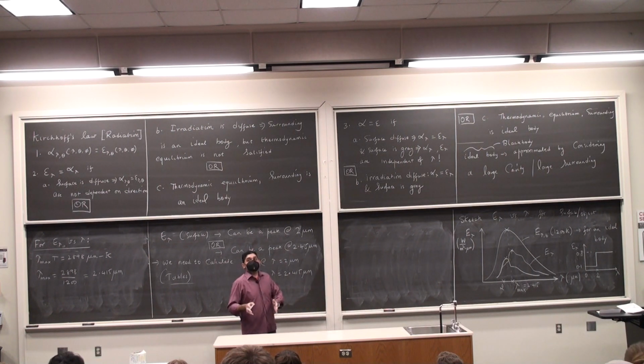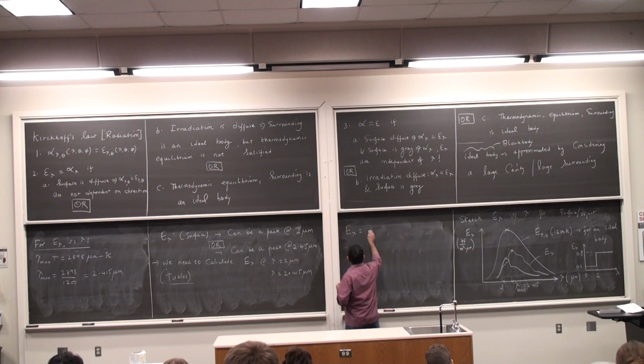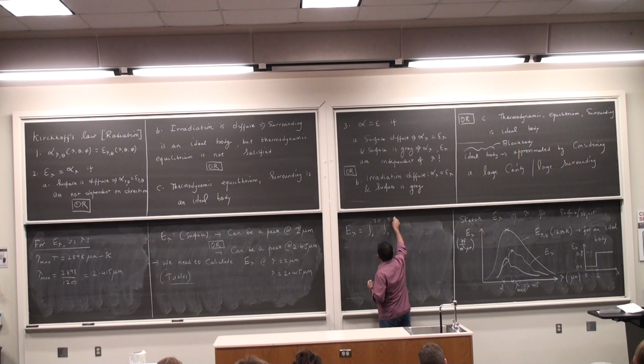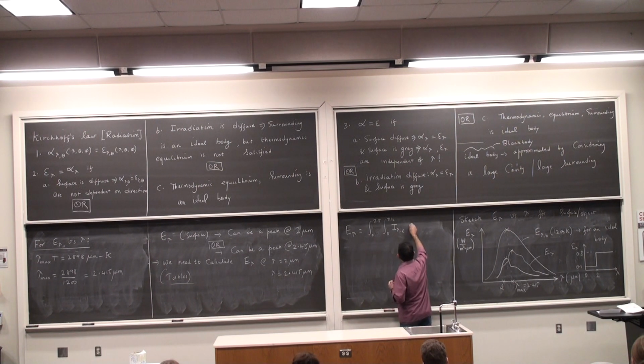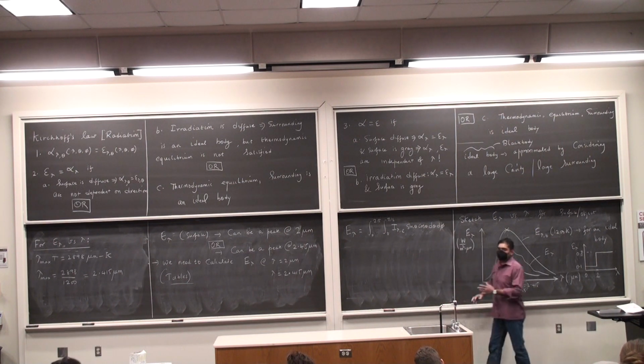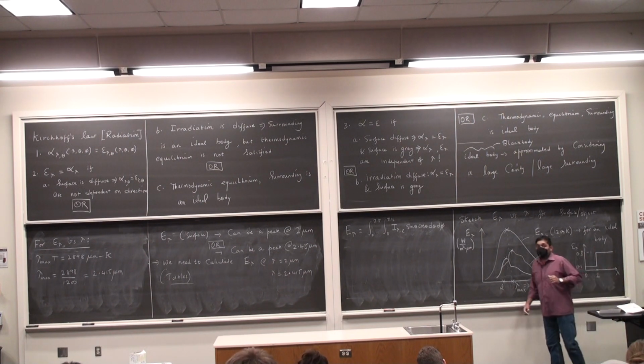First things first, definition of E lambda. This is the integral from 0 to 2 pi, 0 to pi by 2, of I of lambda comma E, sine theta, cos theta, d theta, d phi. This is the basic definition. But I know something about the surface.